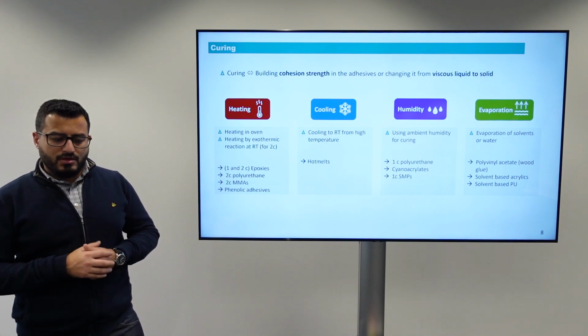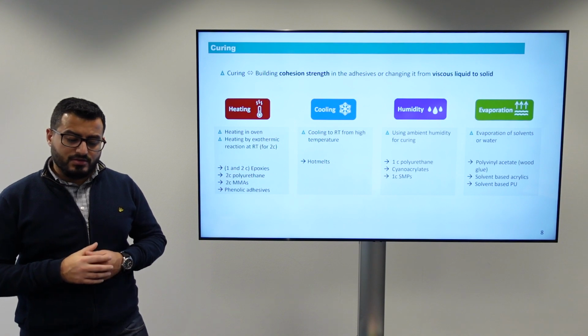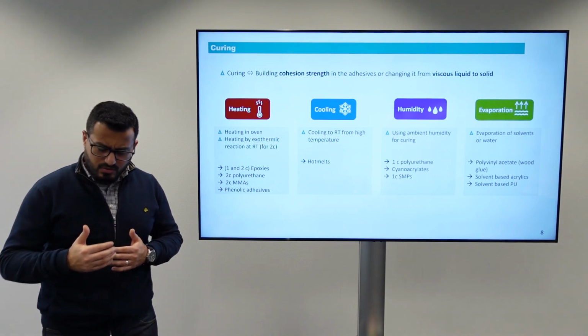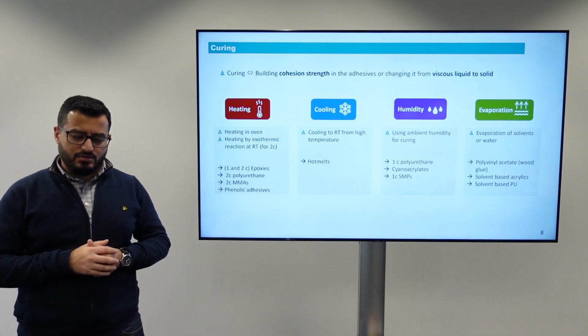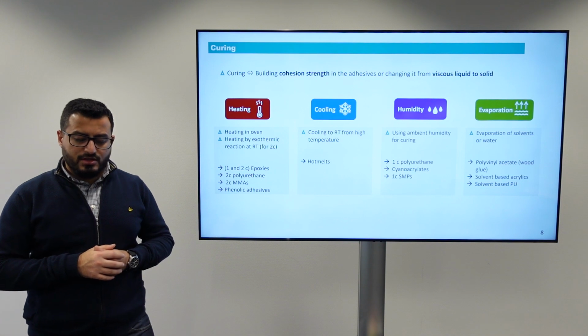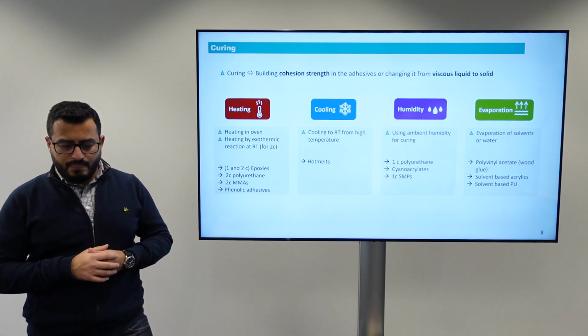Second type of curing can be with cooling. So in that case, would be cooling to room temperature from higher temperatures, and this is associated with hot melt adhesives.